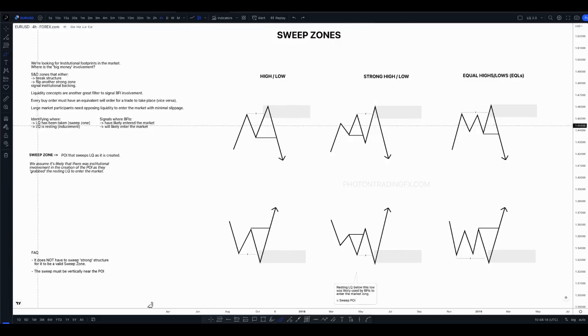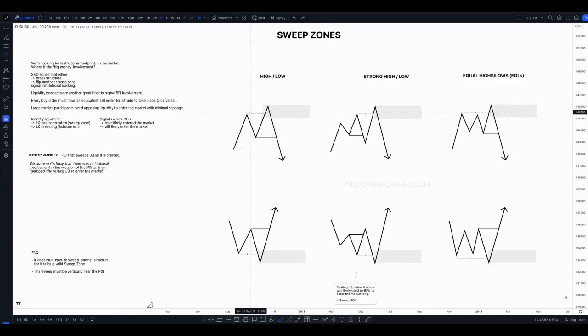So essentially, identifying where liquidity has been taken in the creation of a sweep zone signals where potentially they have likely entered the market. And where liquidity is resting, liquidity that hasn't yet been tapped into behind here, we'll talk about this later, but that's the concept of inducement, and we can signal where they will likely in the future potentially enter the market, okay? So a sweep zone is a POI that sweeps liquidity as it is created, and we assume that it's likely there was institutional involvement in the creation of the POI as they grabbed the resting liquidity to enter the market, right? So another quick few examples.